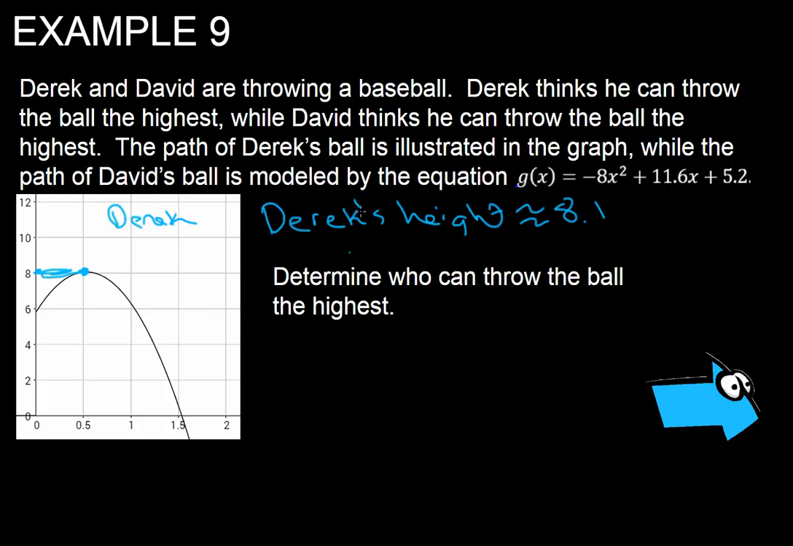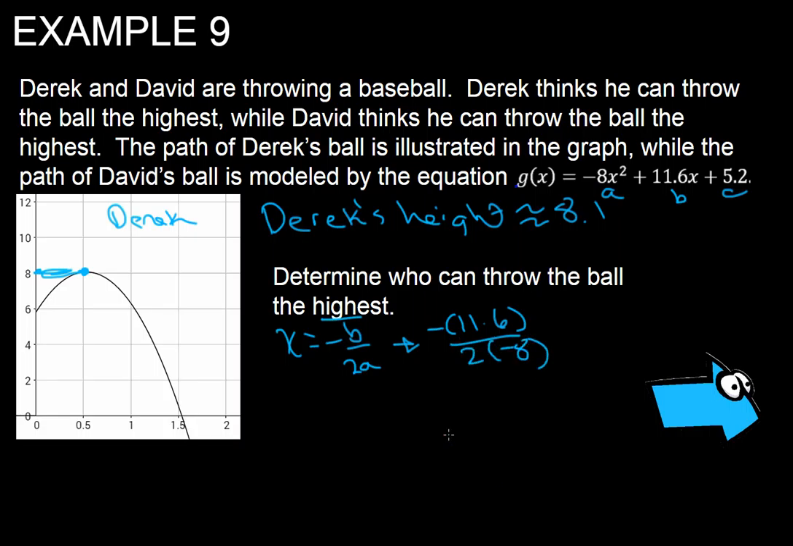All right, so now we need to determine David's height. So this is clearly a maximum value. So that height, this is height and this is time in the air. So the height is actually our maximum value. So to do that, we're going to find x equals negative b over 2a. We're going to plug in, here we have a, b, and c. So we have negative 11.6 over 2 times negative 8.